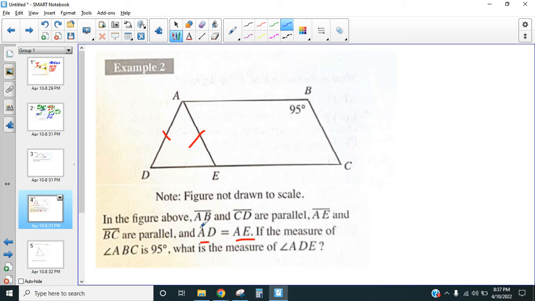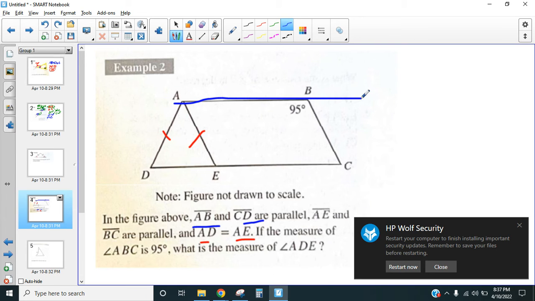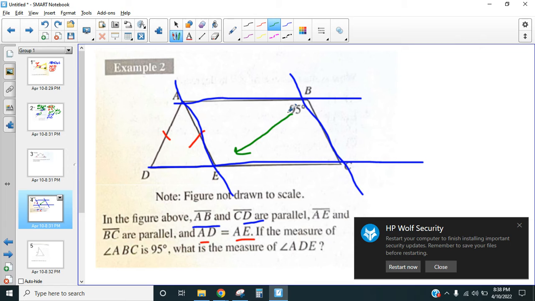They say that AB and CD are parallel. They also tell us that these two lines are parallel. So what we actually have outlined in the blue is a parallelogram. And one thing we know about parallelograms is that these two angles are equal to each other. So that means this is 95.